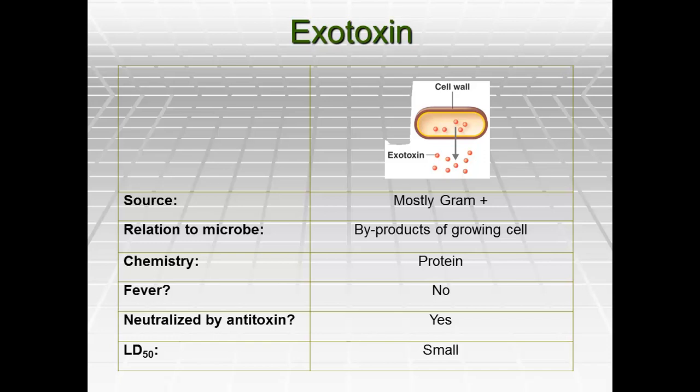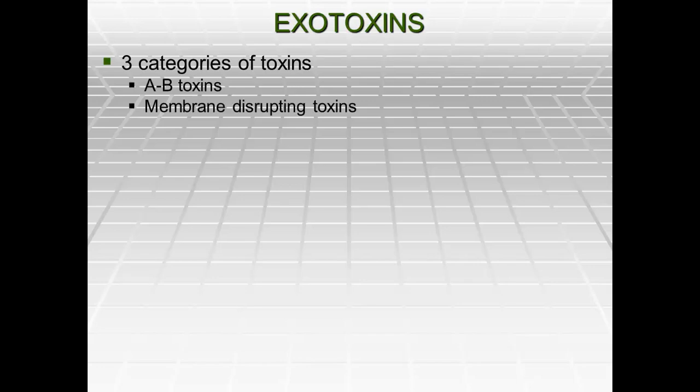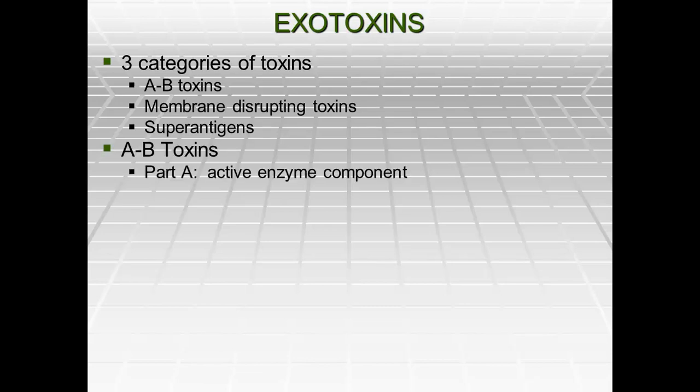Vaccines can be made against them, and that vaccine is called a toxoid, and a toxoid is an inactivated toxin used in a vaccine. There are 3 categories of exotoxins: AB toxins, membrane disrupting toxins, and superantigens. AB toxins. The part A is the active enzyme component. Part B is the binding component.